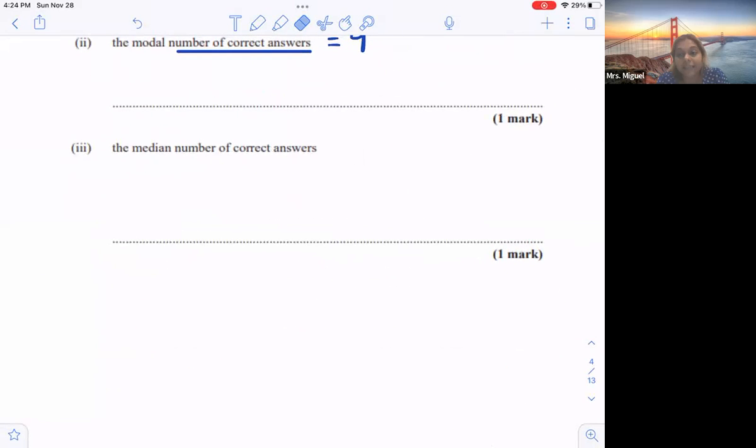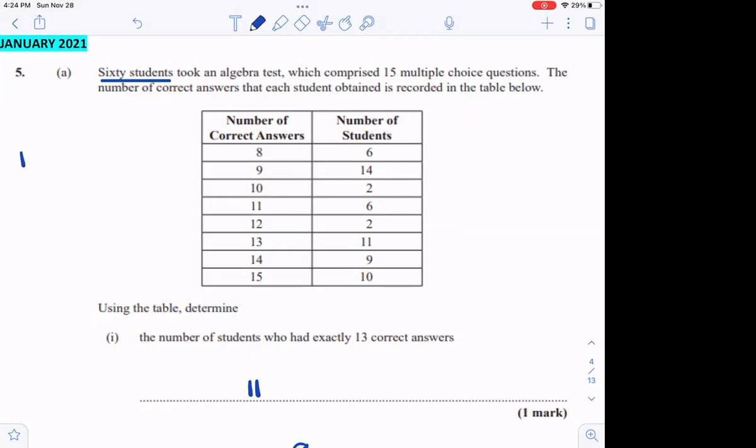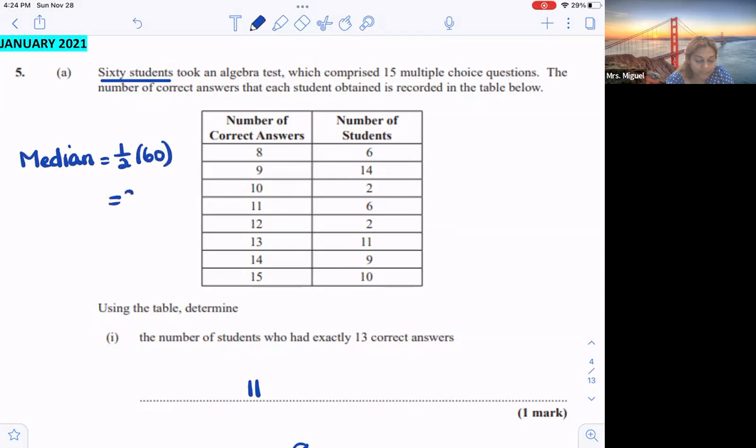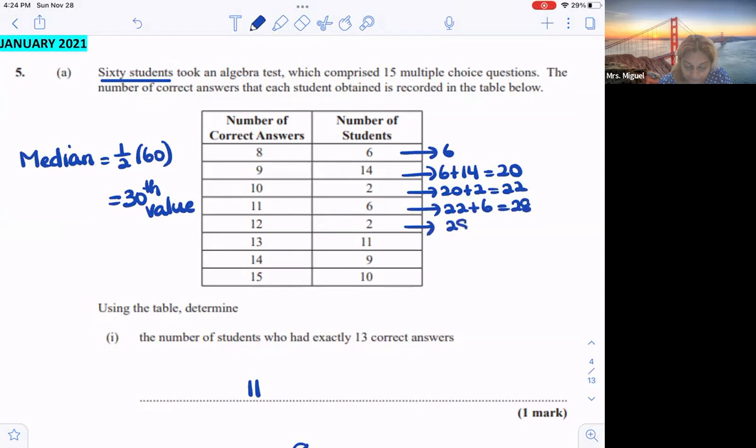Let's go again. We want the median. So here, how many students took the algebra test? 60. So the median is a half of 60, which is the 30th value. So let us add until we get 30. So 6 plus 14, 20, 20 plus 2, 22, 22 plus 6, 28, 28 plus 2 will give us 30.